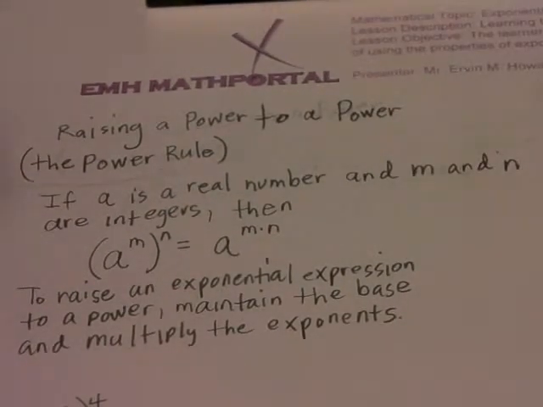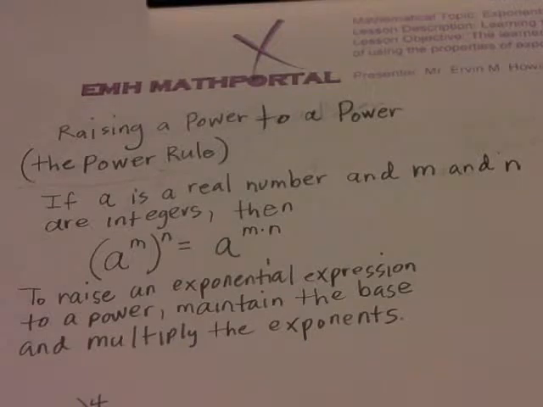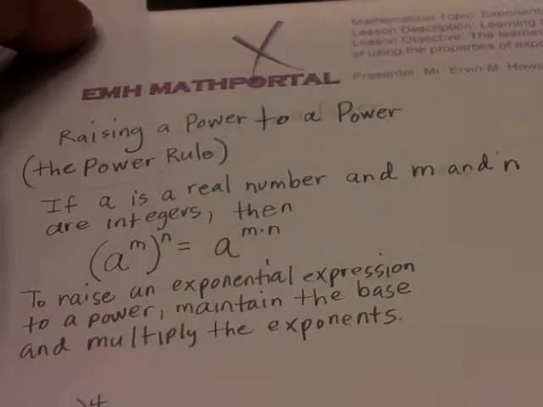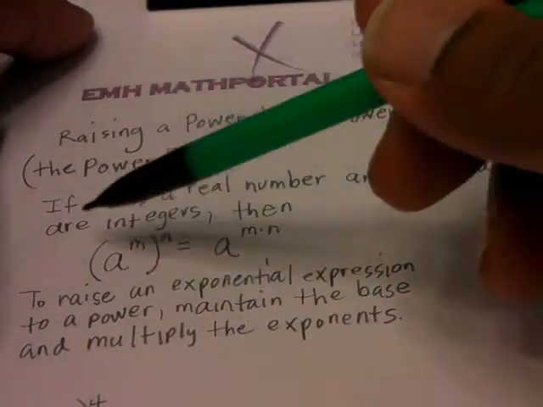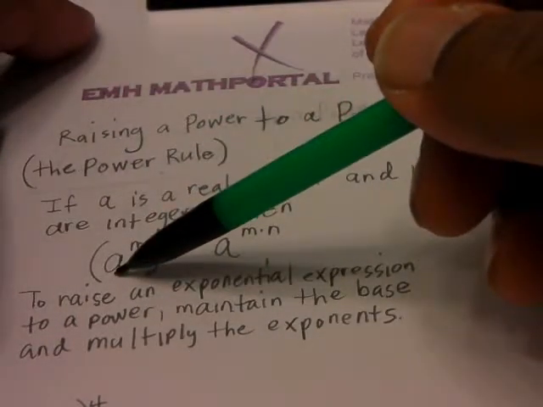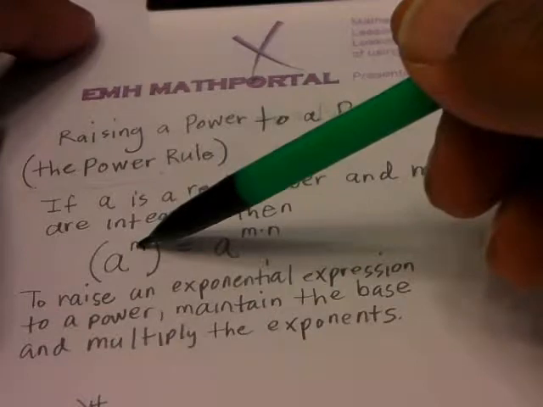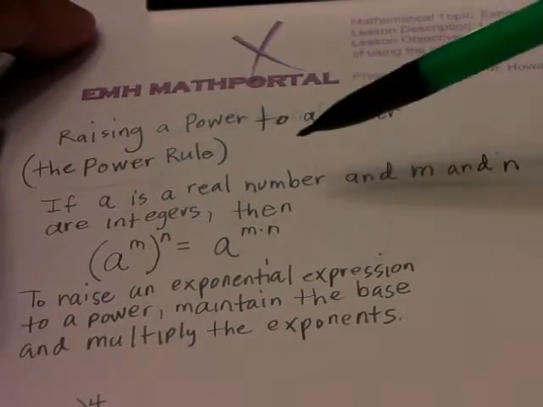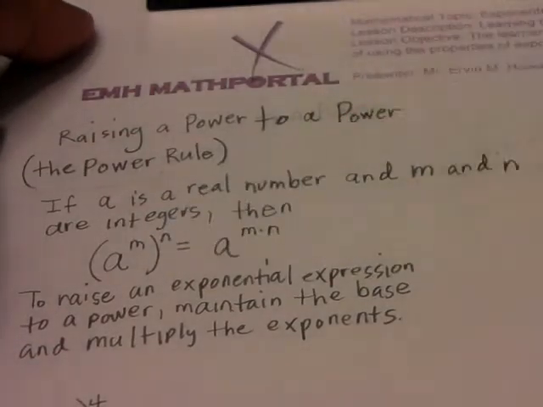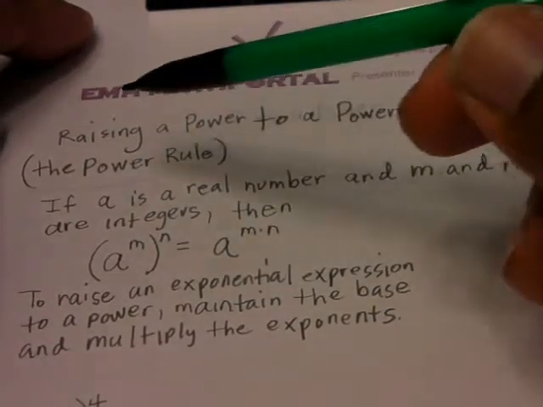Like we've discussed in the last few videos about the properties of exponents, we talked about bases and exponents, and we identify a as the base and m as the exponent. Now with the power rule, we're going to introduce another integer, which is n. So we look at the definition.